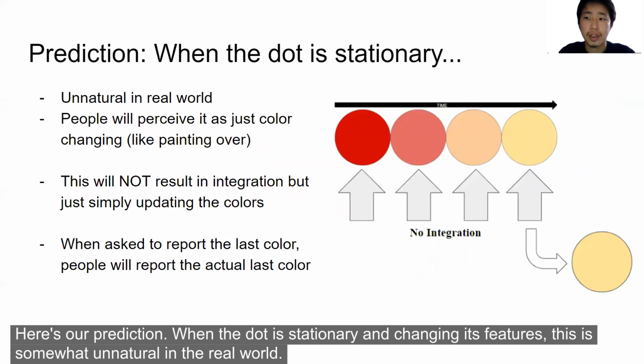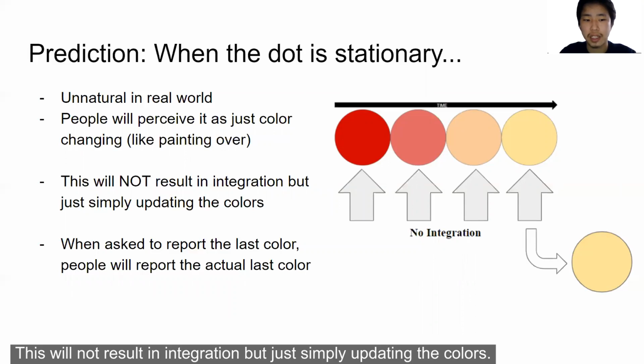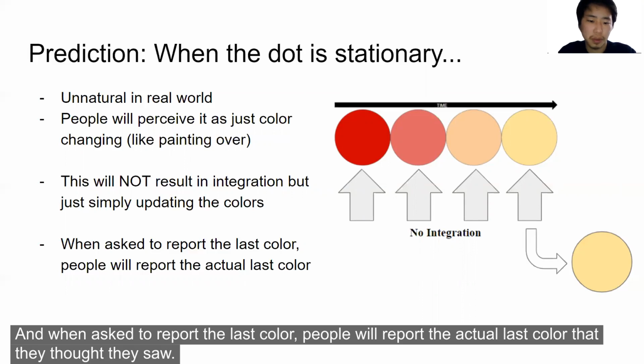Here's our prediction. When the dot is stationary and changing its features, this is somewhat unnatural in the real world, and people will perceive it as just color changing, like painting it over and over again. This will not result in integration, but just simply updating the colors. And when asked to report the last color, people will report the actual last color that they thought they saw.